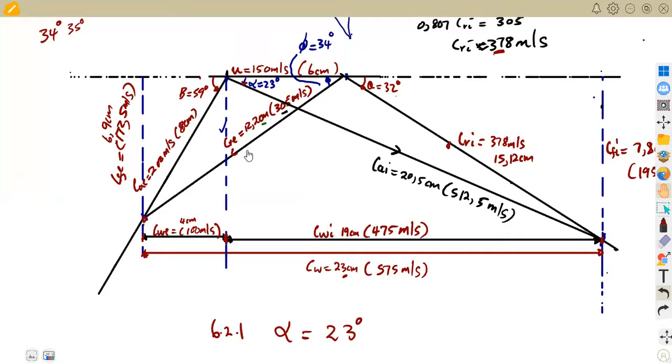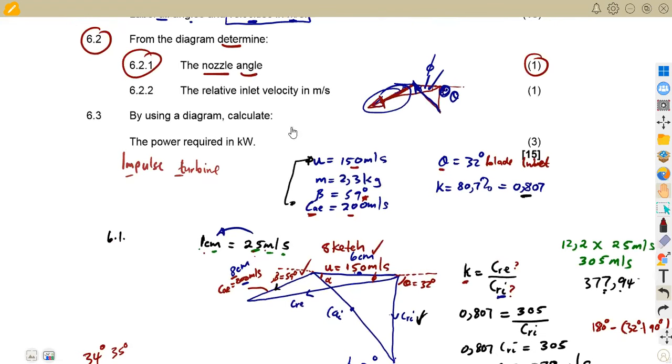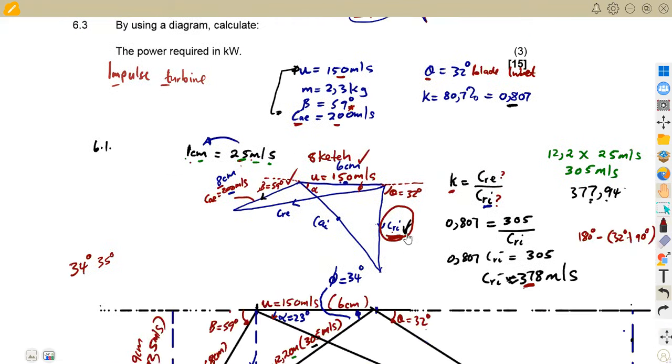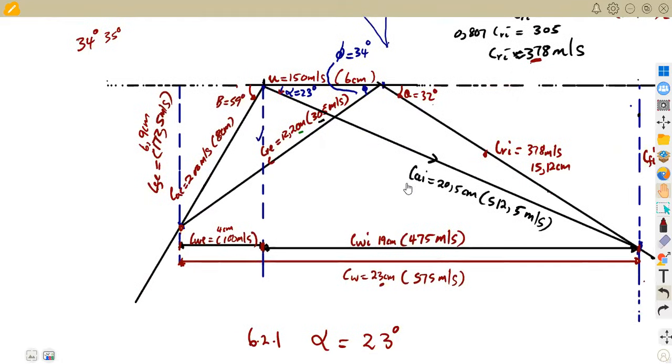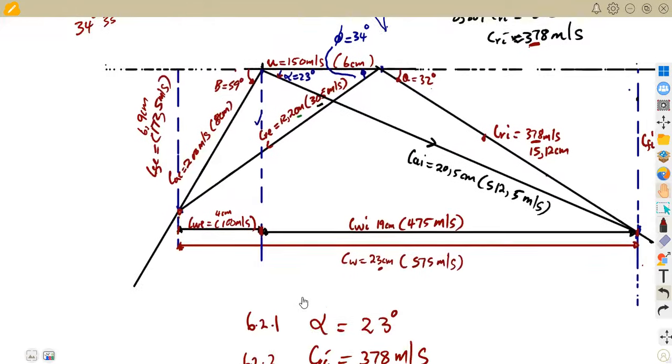Then let's check the other one. What are we given in this case? We are given the relative inlet velocity in meters per second. Remember, our relative inlet is CRI. We already calculated this, we are just taking it from our diagram. Our relative inlet is 378. So that's 6.22. Our relative inlet velocity is 378 meters per second. You're just taking it from the diagram.